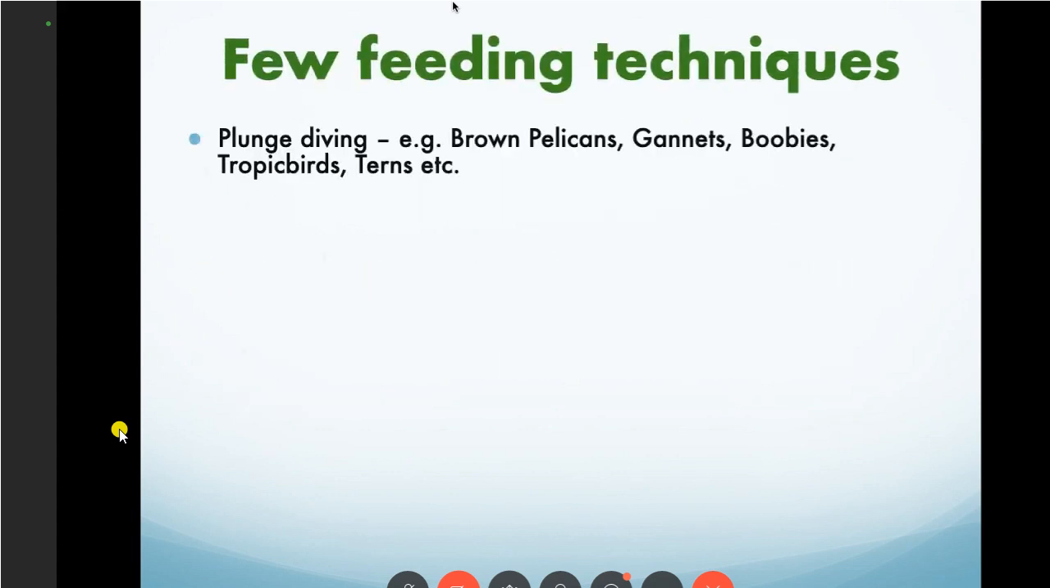And one technique that they use is plunge diving. Over here, you can see I've given some examples, which are the brown pelicans, the gannets, boobies, and tropicbirds. But actual plunge diving is done by the brown pelicans and gannets. Boobies and tropicbirds do some kind of plunge diving, but they are not as efficient as the gannets. I have a little video over here.